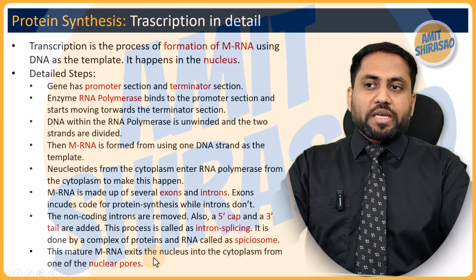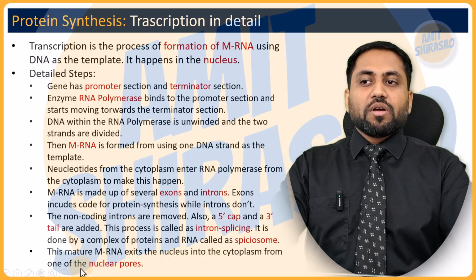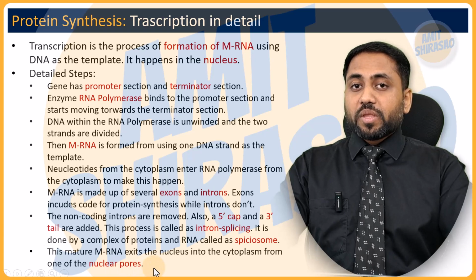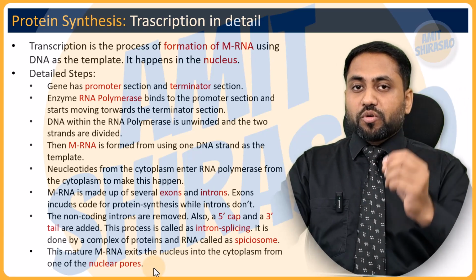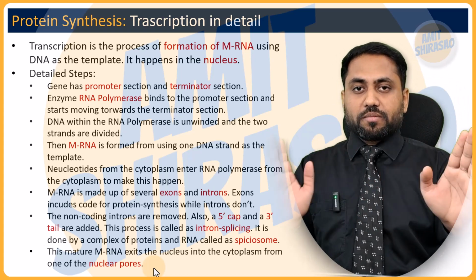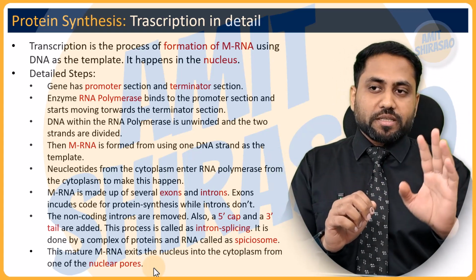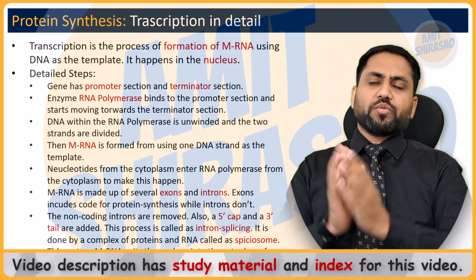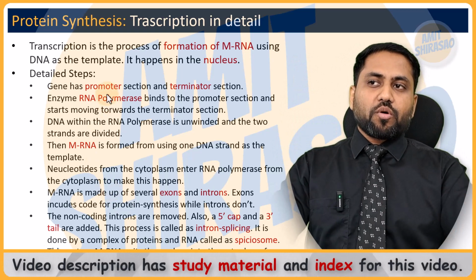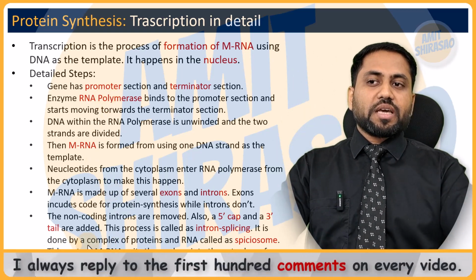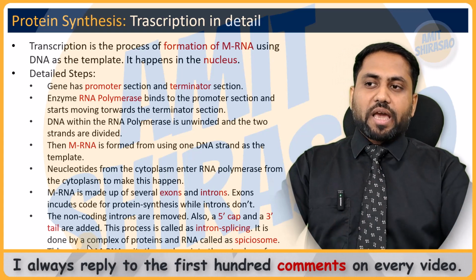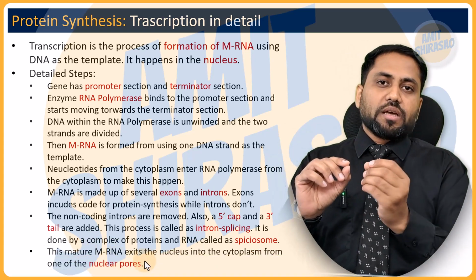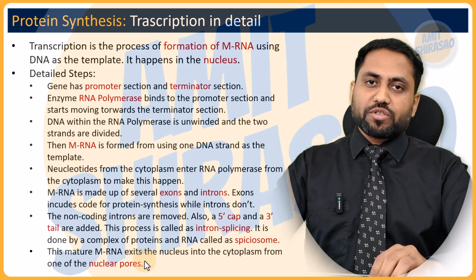The mature mRNA exits the nucleus into the cytoplasm from one of the nuclear pores. Got the idea? So whatever exits from the nuclear pore is always a proper mRNA. Splicing is already done. Intron splicing is already done over it. So where does intron splicing take place? Inside the nucleus. All the steps that I have mentioned so far happen inside the nucleus. And in the last step, I have said that this mature mRNA exits the nucleus using one of the nuclear pores. Got the idea?